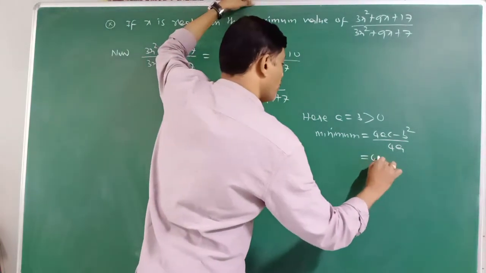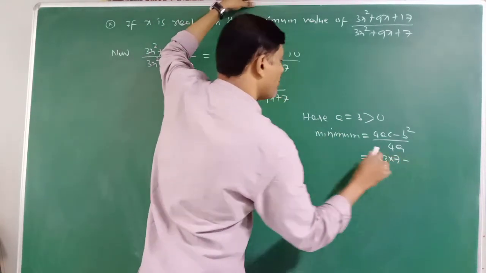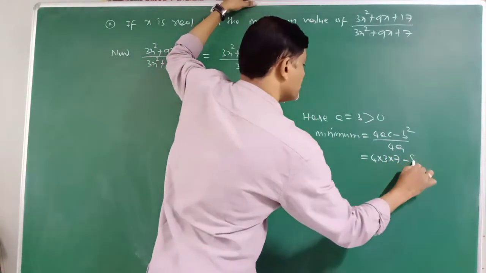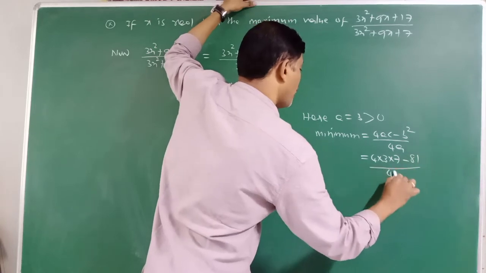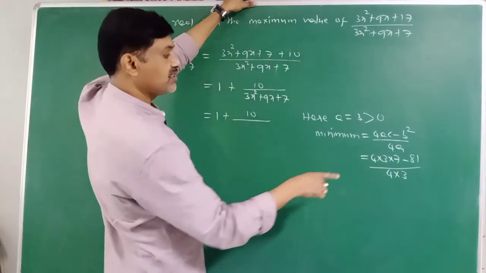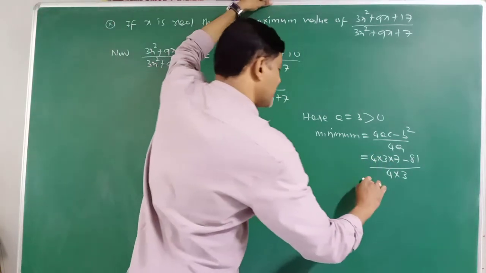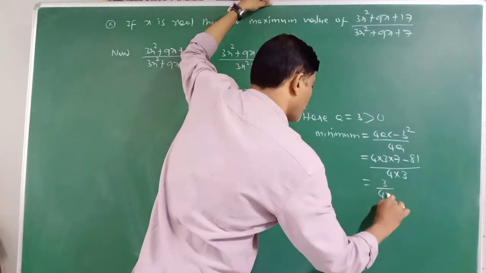What is 4? 4. Here what is a? 3. c is 7. Minus b², b is 9, means 81, by 4 into a. A is 3. Now 4 threes are 12, 12 sevens are 84, minus 81, that is 3, by 4 into 3.